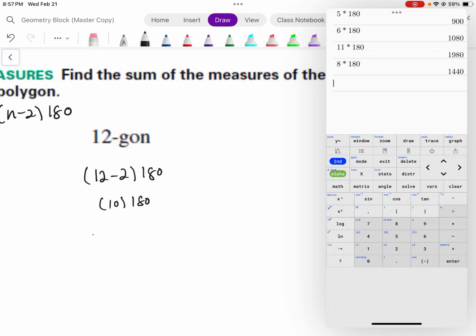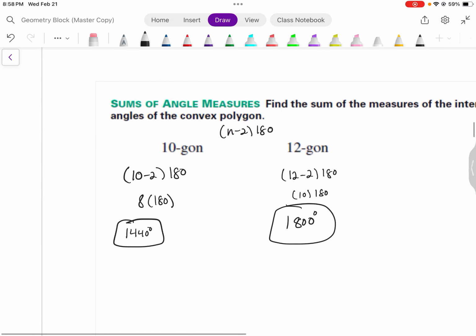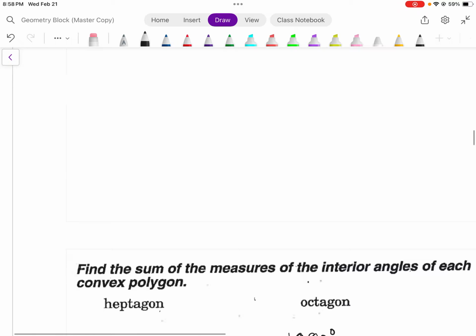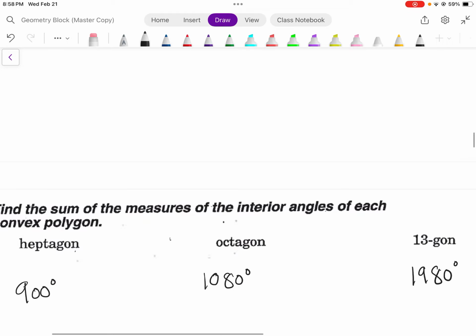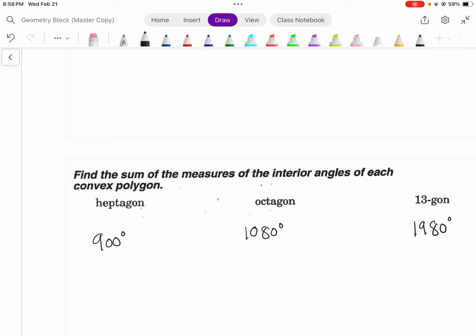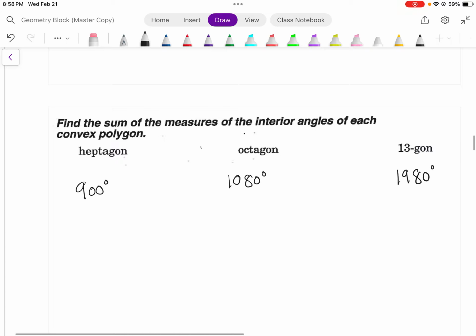If I go over to the 12-gon, 12 minus 2 times 180, that's going to be 10 times 180, which gives me 1800. And I know I didn't have a name for that, but that's what we call a dodecagon. Now, next ones, heptagon, octagon, 13-gon, there's the answers. So pause the video for just a brief minute or two, try to get those answers. And if not, that is where we need to be asking questions when I return.